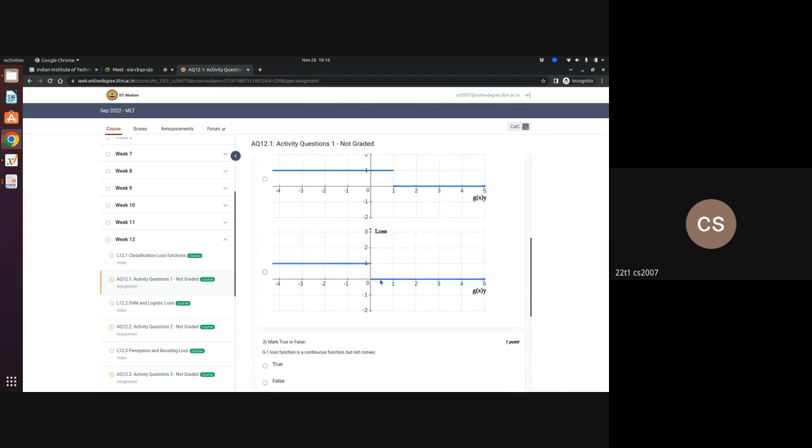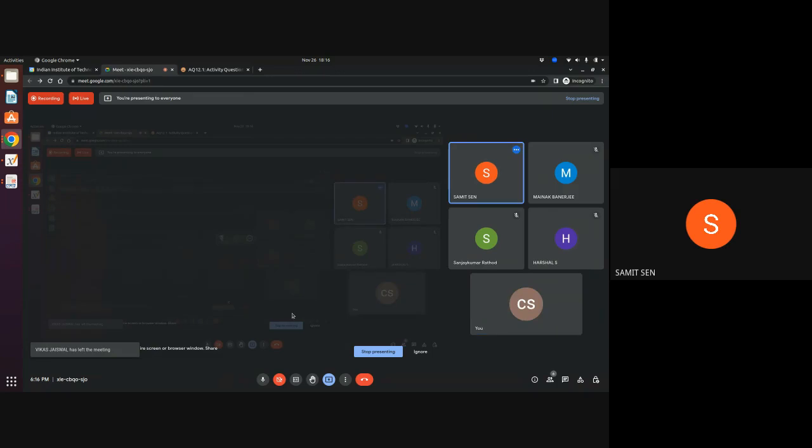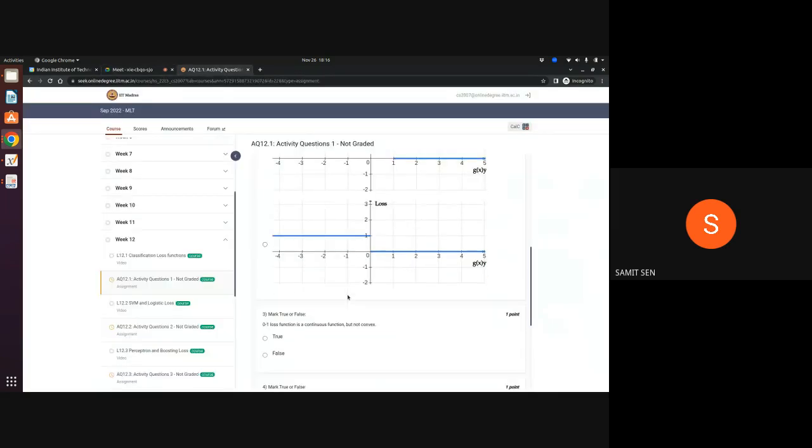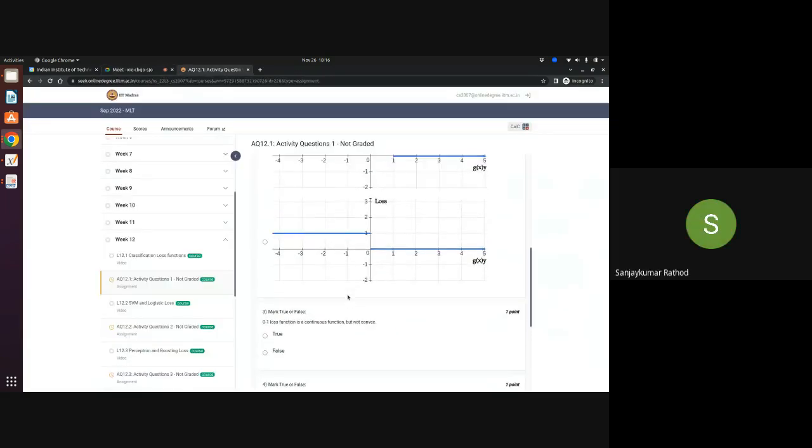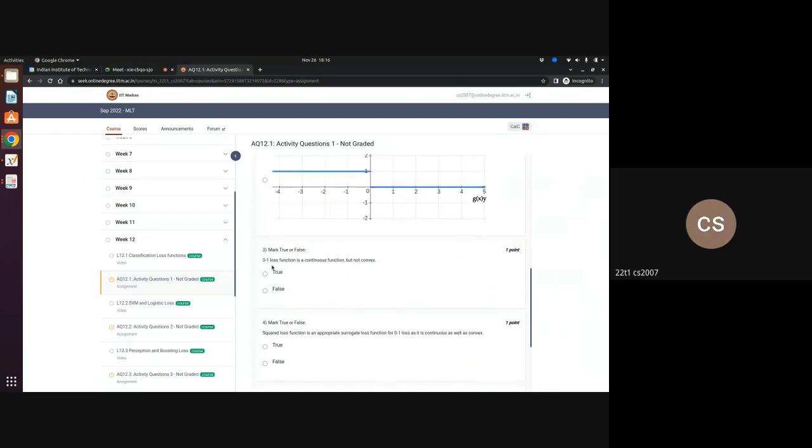Greater than 0, there is 0 loss. Less than 0, there is 1 loss. That's how your 0-1 loss is. Is this point clear to everyone? Okay, I hope this is clear. Yes, ma'am. All right, so next one: the 0-1 loss is a continuous function, but not convex.